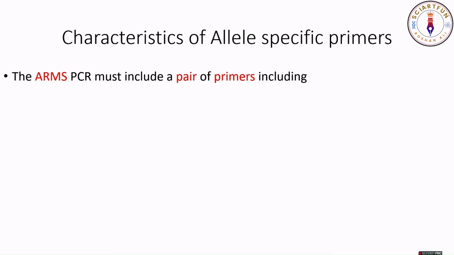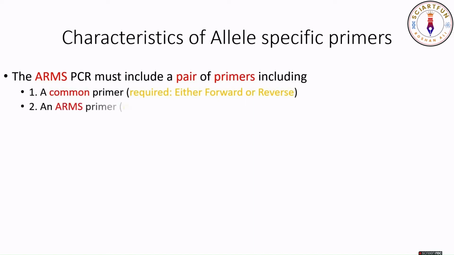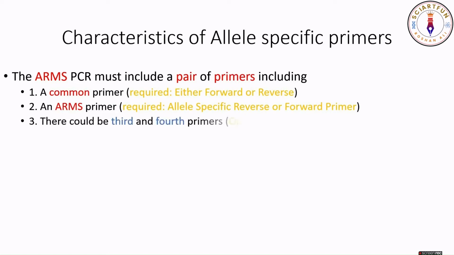Characteristics of allele-specific primers. Although you can use two or more than two primers in ARMS PCR, two of them are compulsory. A common primer, which could either be forward or reverse, but it must bind to all the alleles. The second primer must be an ARMS primer, which specifically binds to your target allele. If the common primer is forward, then the ARMS primer must be the reverse and vice versa. Depending on your research objectives, you can also optionally use a third or a fourth primer as well.